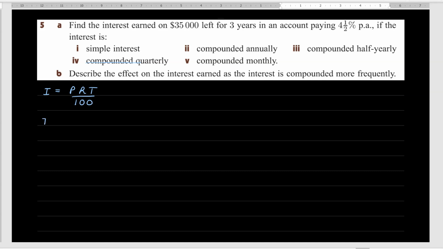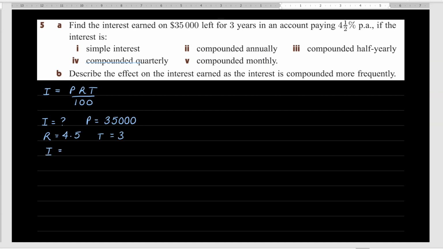Now we know I is what we're wanting to find, right? Find the interest earned. P is how much you have invested, so that's our $35,000. And our R is rate for simple interest. We do not divide it by 100 because it's within the formula. And time, now it says 3 years. Remember, simple interest, it has to just be in years.